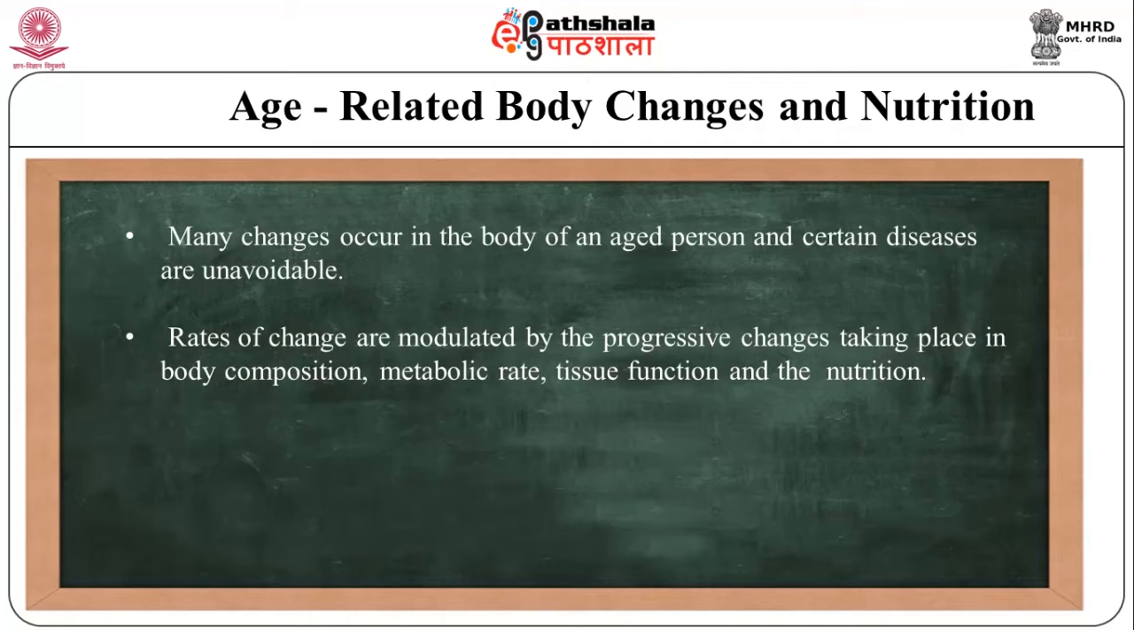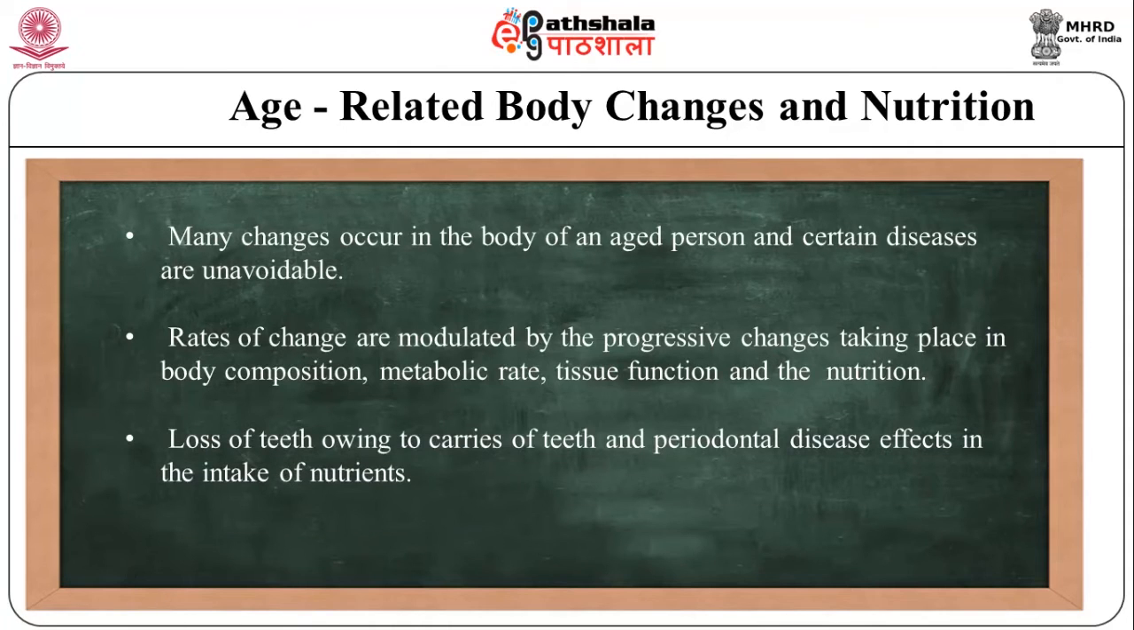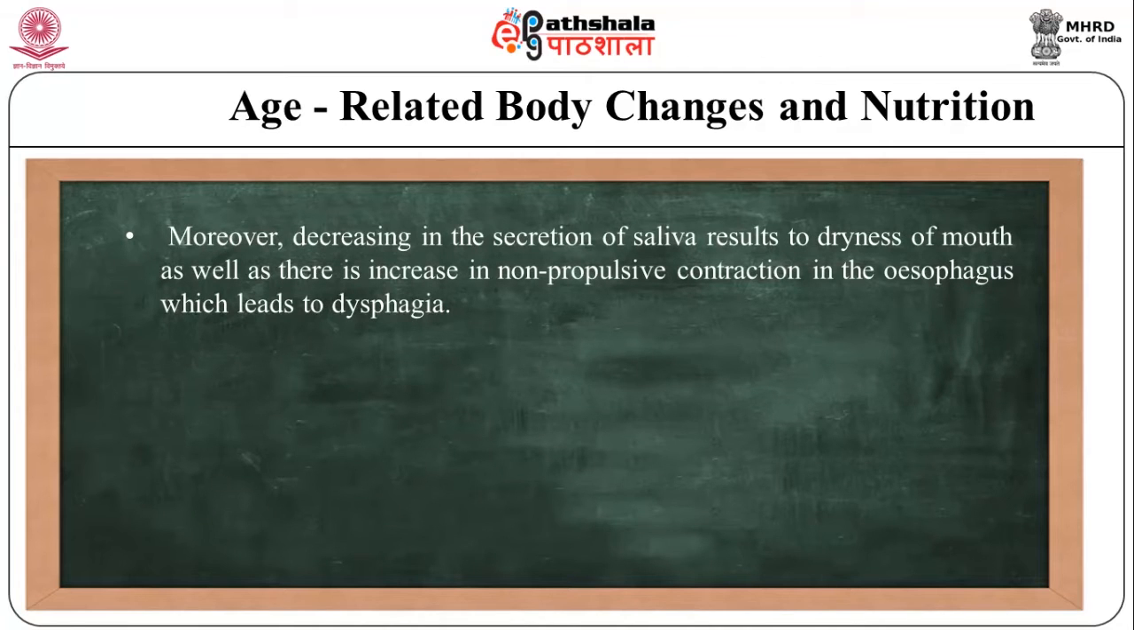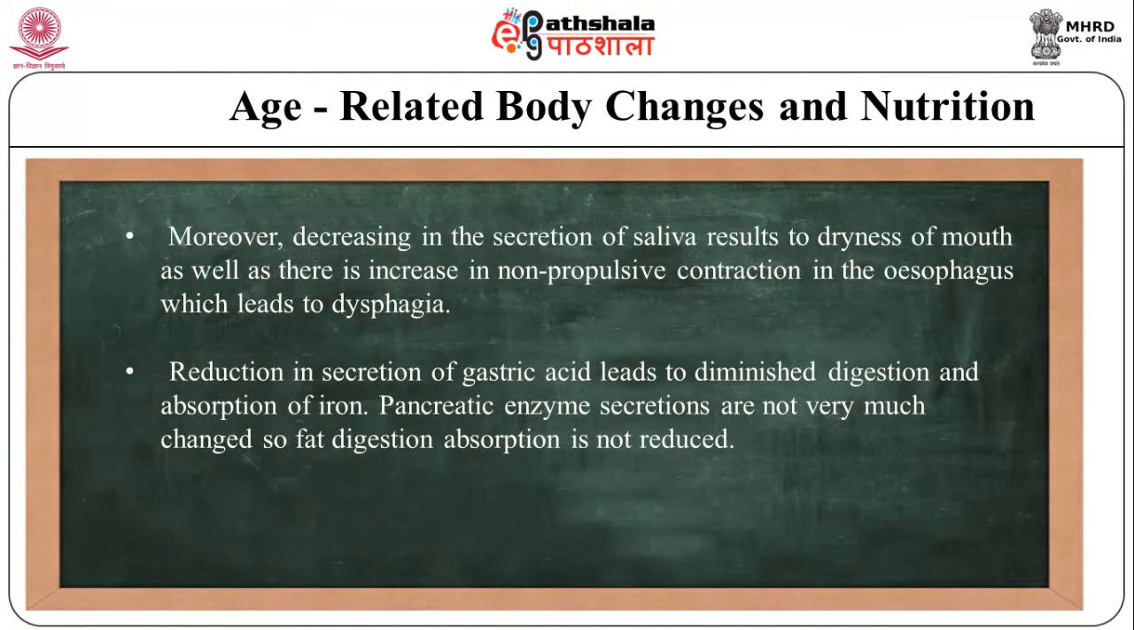The olfactory and gustatory perceptions diminish with advancing age. The decline of these 2 senses results in the dwindling of appetite and also lessens the amount of food consumption. Loss of teeth owing to caries and periodontal diseases affects the intake of nutrients. Moreover, a decrease in the secretion of saliva results in dryness of the mouth, and there is an increase in the non-propulsive contraction in the esophagus, which leads to dysphagia. The reduction in the secretion of gastric acid leads to diminished digestion and absorption of iron. Pancreatic enzyme secretions are not very much changed, so fat digestion and absorption is not reduced.